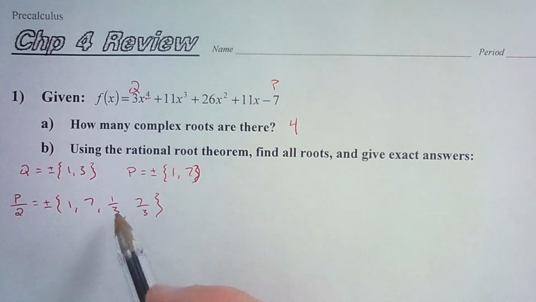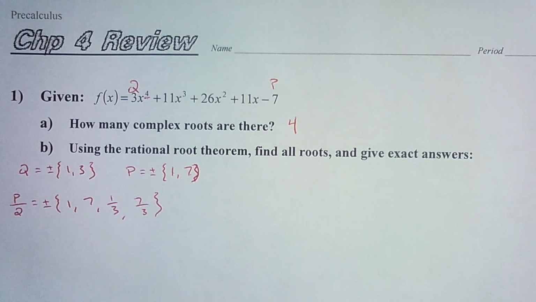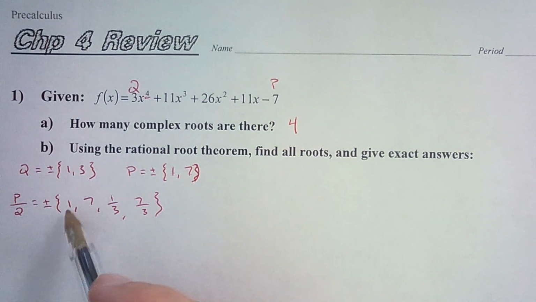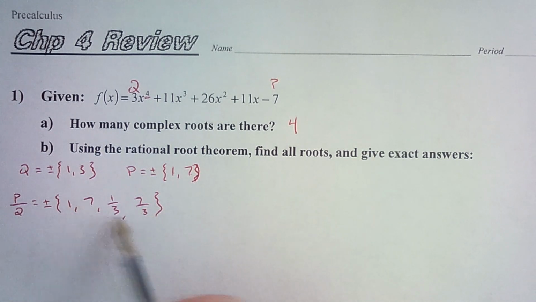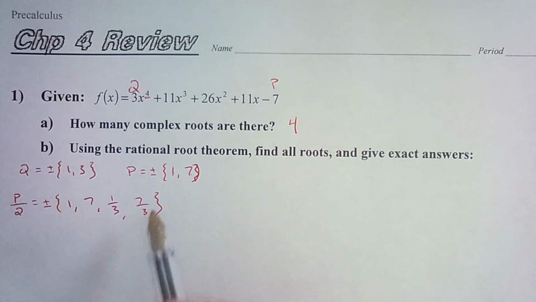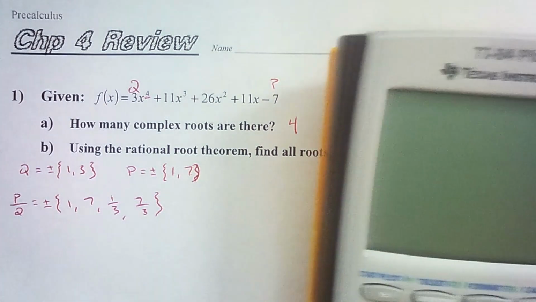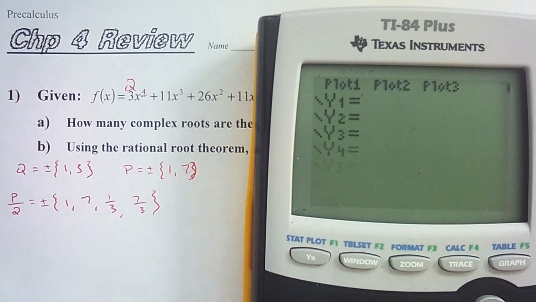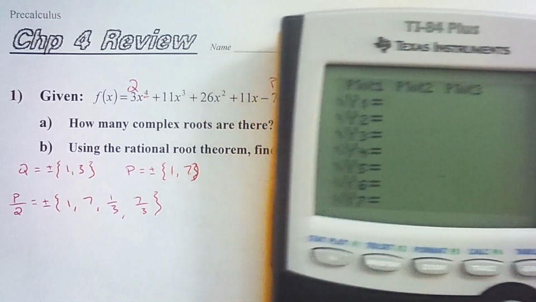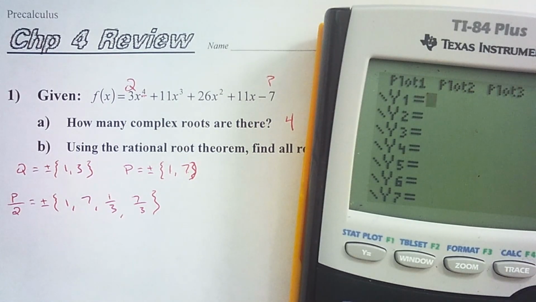So there's all the P's over all the Q's. Now these are all the possible rational roots. So it's possible that all 4 of these are the roots and that's it, and then we're done. It's possible that maybe just a couple of them are. So we will graph. So we'll start by graphing the equation and see what we can see in the graph.